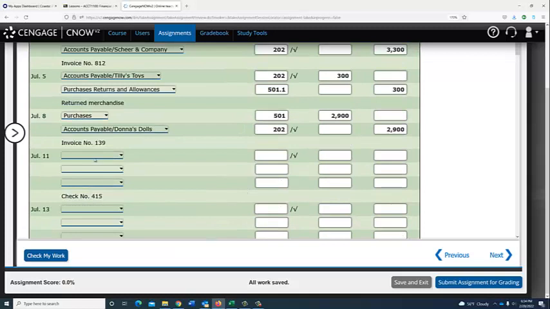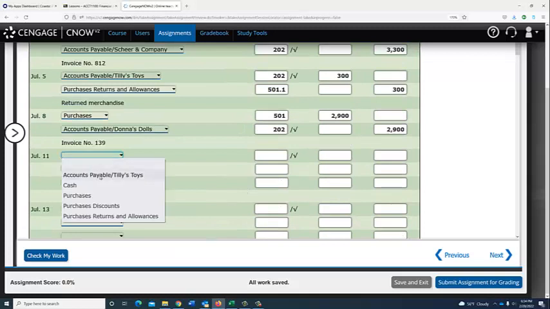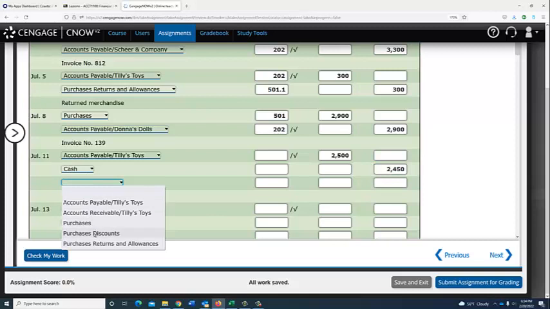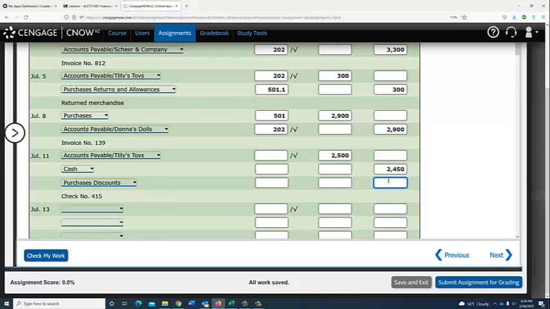So on our payment, the first thing we want to do is completely zero out the accounts payable to Tilly. So we're going to zero that vendor out with a debit of $2,500. We are going to credit cash for $2,450. That's the $2,500 less the $50 discount. And then in the purchase discounts, we're going to enter the $50.